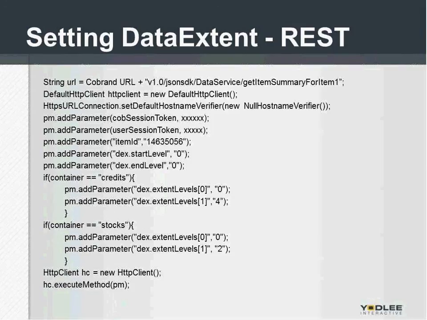Here's another example. This is showing an example that you could use in your own code for decisioning this using the REST API. This example illustrates how you add parameters to the extent, the default being a start level 0 and an end level 0, but with conditions based on the container. So if the container is credits or credit cards, you can use level 0, and we put in here this example using level 4 to return statement level information in addition to the account level information. We've also shown here stocks, which is our name for the investment container, and we're showing an example of using level 0 and level 2 to do accounts and holdings as well.